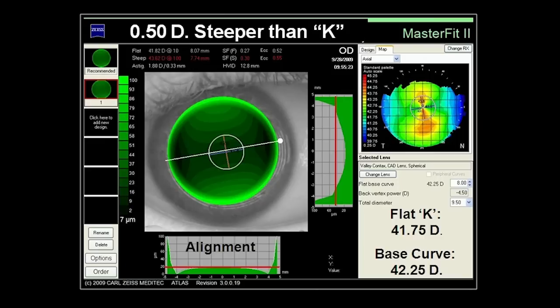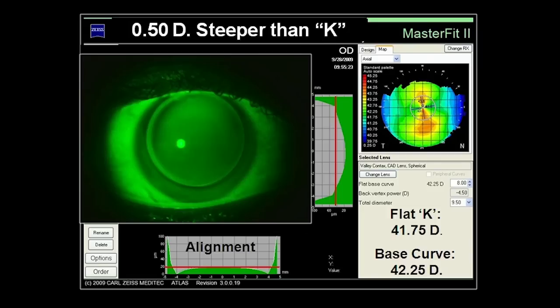Now when we go with a lens that's a half a diopter steeper than K, our simulated fluorescein pattern is represented with about 20 microns of clearance in the center, and just over 40 microns of clearance out in the periphery along the vertical axis.